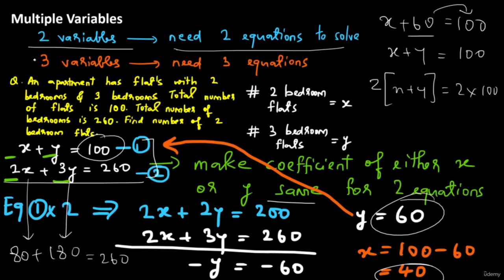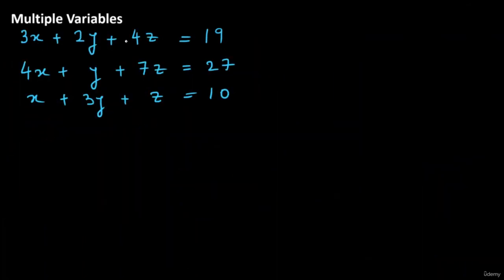Now let's proceed to the case where three variables are involved. Now if three variables are there, over here you have x, y and z, right? You need three equations to find the value of x, y and z. Now this could be the equation form of any type of word problem.